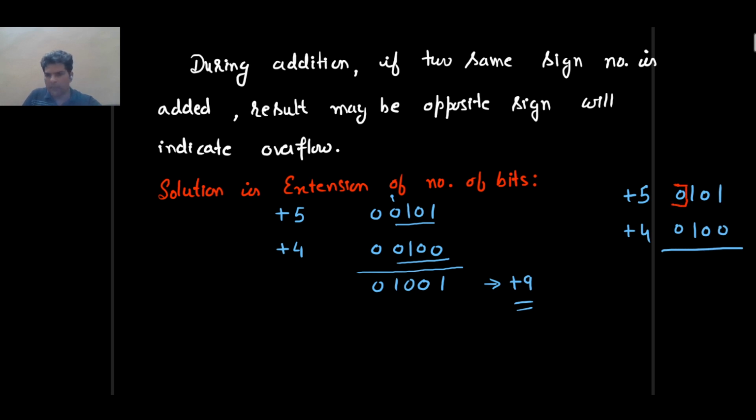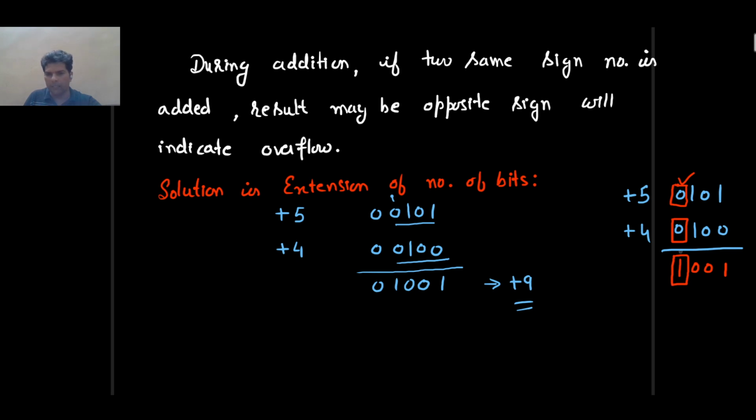So if we are adding two same sign bit numbers, same sign bit means that this is plus, sorry, the MSB is 0. Here the MSB is 0. So if we are adding same sign bit numbers, the result may be the same sign or maybe the opposite sign. If the result is the opposite sign, then that is the condition of overflow.